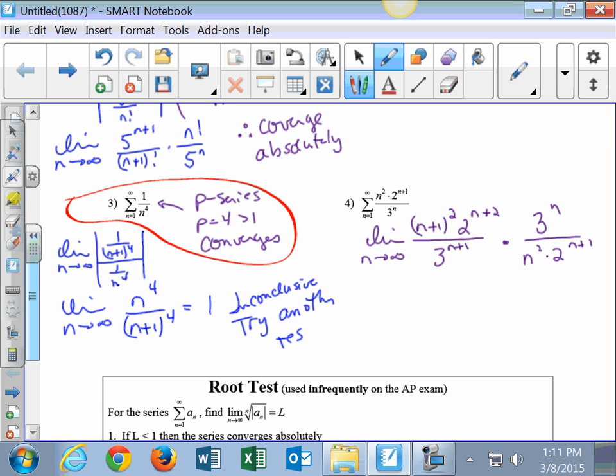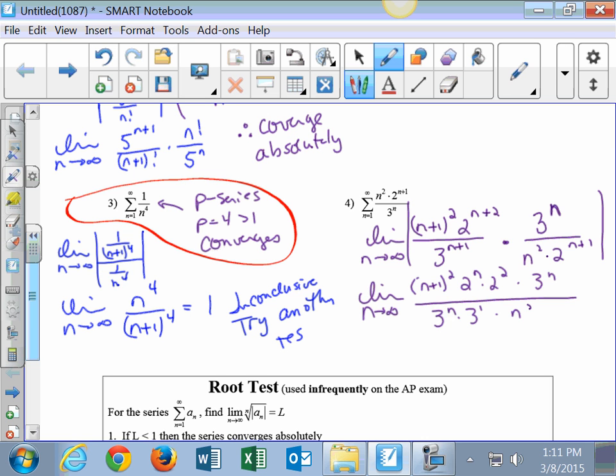I can look at that and see, oh, this doesn't look very nice. I really should have absolute values around it, but I don't think I'm going to really need it. So I just need to start working on simplifying. Okay, so I'm going to write this out for you. The limit as n goes to infinity. I have n plus 1 squared, 2 to the n, 2 squared, 3 to the n. In the denominator, this is really 3 to the n times 3 to the first times n squared. And then I'm going to write that 2 to the n times 2. I'm just splitting up those exponents just so that it's easier to show how I'm actually reducing.